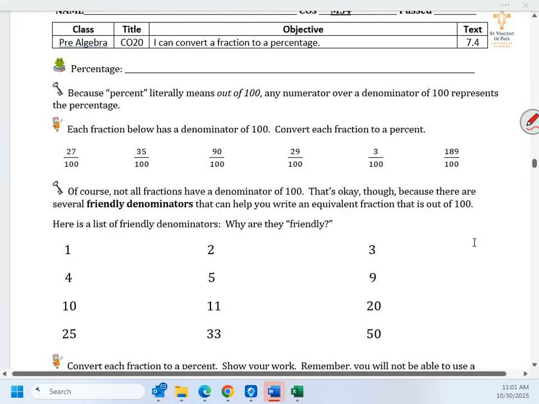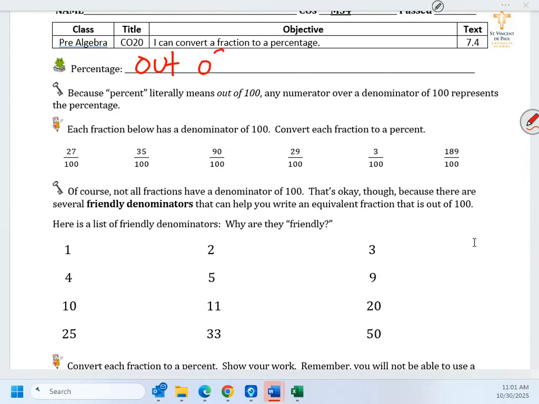Yeah, so percentage is actually out of 100, because cent is the root for 100. Per means out of, so percentage is out of 100. Because percent literally means out of 100, any numerator over a denominator of 100 represents the percent. So that's key to know, your denominator of 100. Each fraction below has a denominator already of 100, so it's easy to convert those.